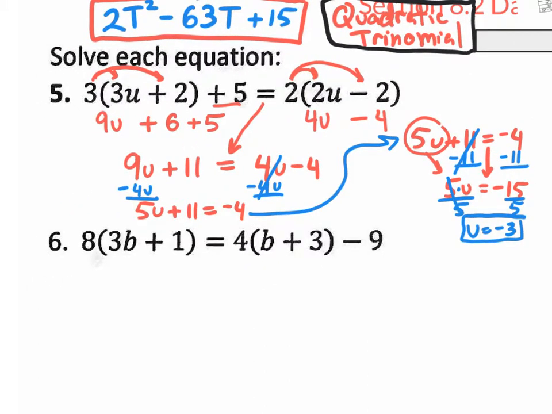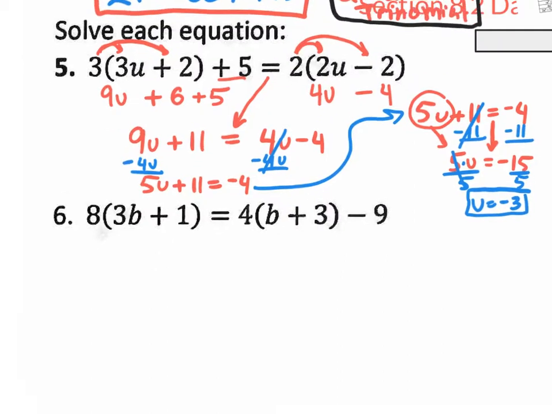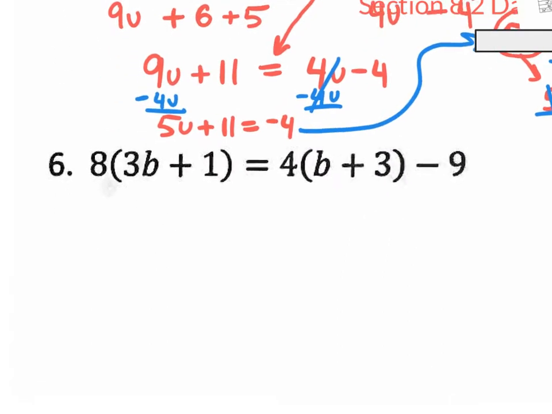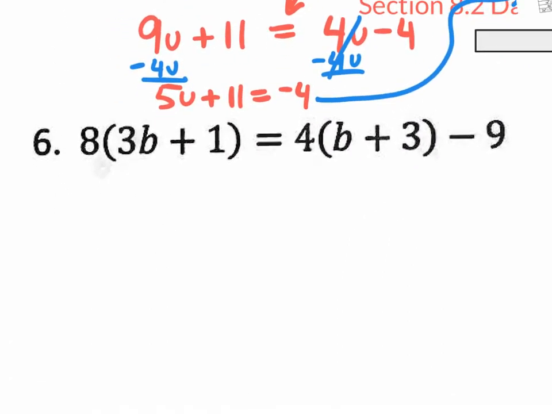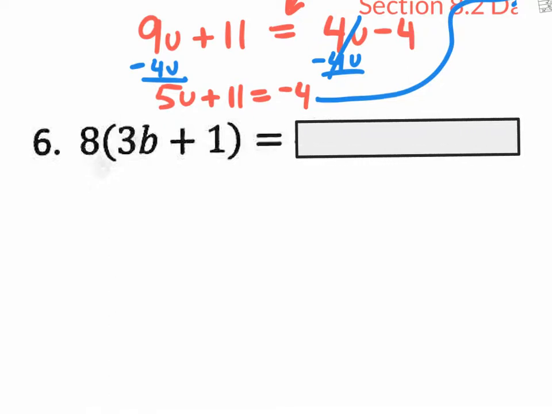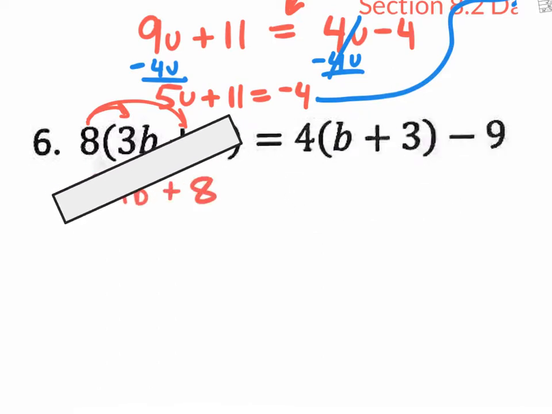Okay. Number 6, it's a slightly more complicated equation, and the answer is not that nice. Let's work it out here. I'm going to simplify both sides. Let me simplify the left side first. So I'm just going to cover that up for a little while. Let me simplify 8 times 3b, that's 24b. 8 times 1, that is +8. Okay, so far I've simplified the left side. Let me just put that right here.